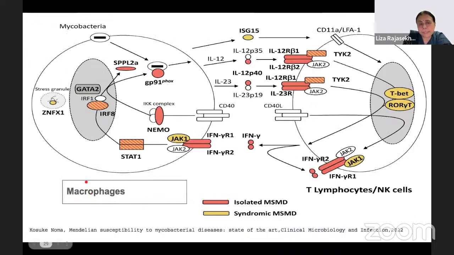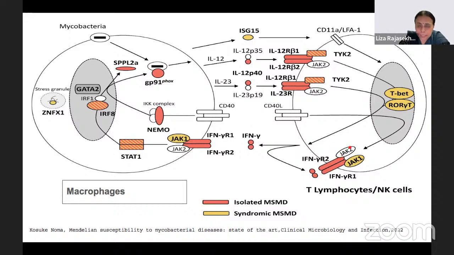So, as I said, this is basically a defect of the IL-12, 23, ISG15 pathway. When the mycobacteria come into the body, the macrophages engulf the mycobacteria. And once this happens, a lot of IL-12 is produced. This IL-12 works through its receptor, the IL-12 receptor, which has two polypeptides, beta 1 and beta 2, acting via TYK2 and JAK2. The beta 1 is attached to TYK2 and the beta 2 is attached to JAK2. They activate the T lymphocytes.